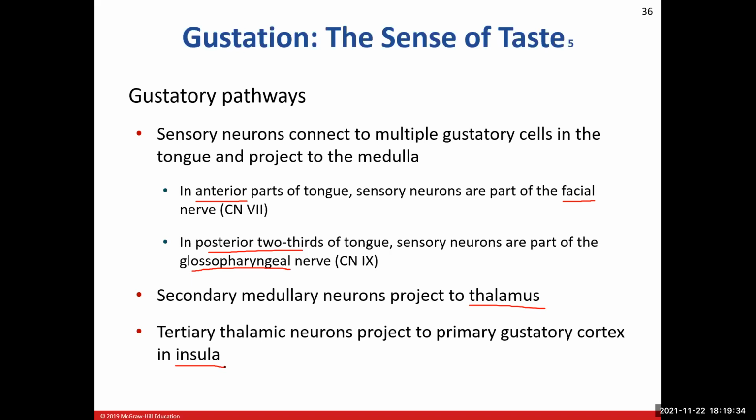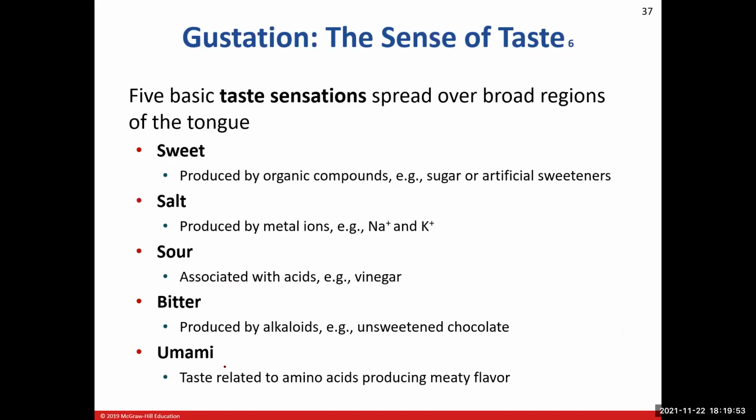Okay, so it's a 3-neuron chain. Primary neurons, or the sensory neurons, come from the tongue back to the medulla oblongata. Then from the medulla oblongata, our secondary neuron projects to the thalamus, synapses onto the tertiary neuron. The tertiary neuron then goes to the primary gustatory cortex in the insula.